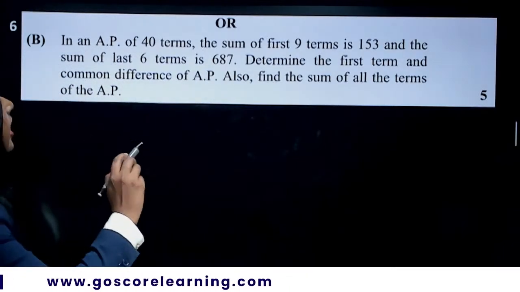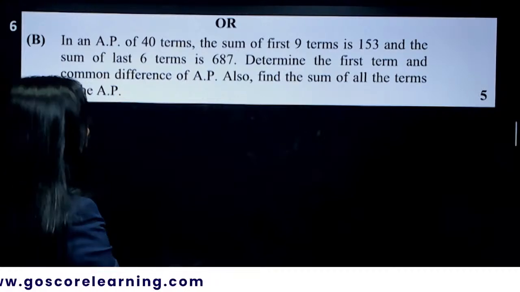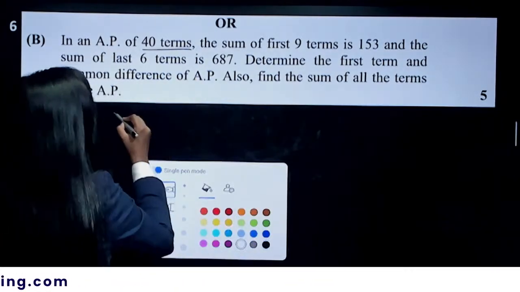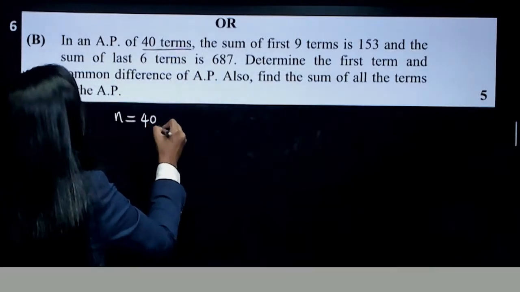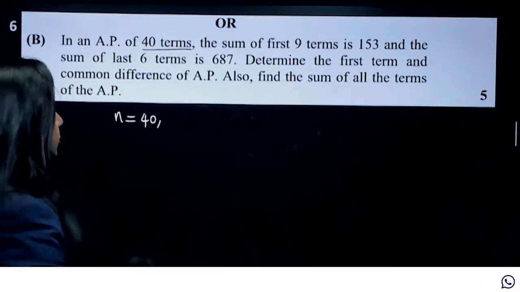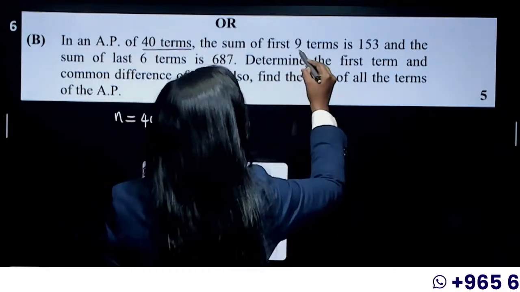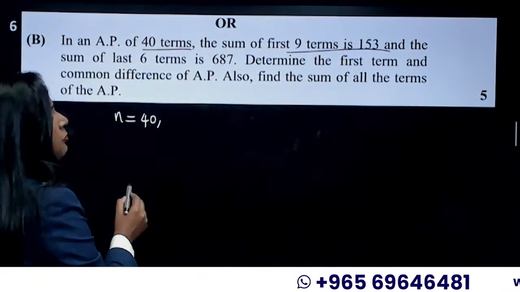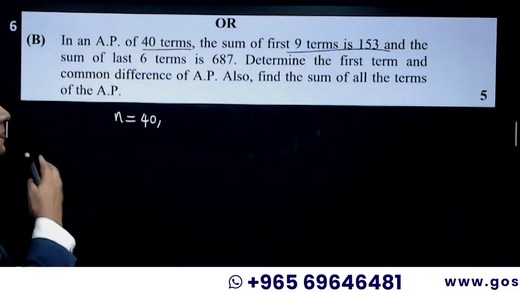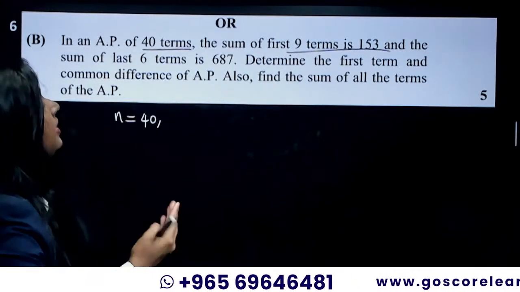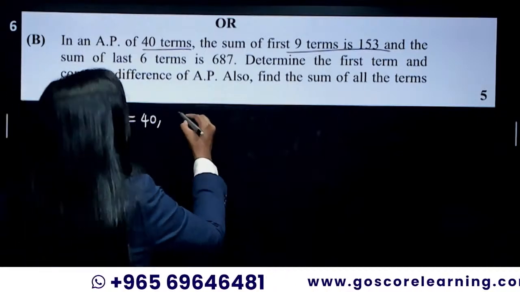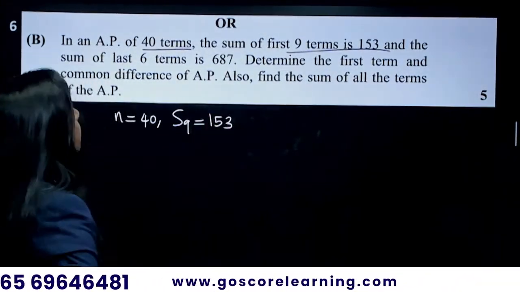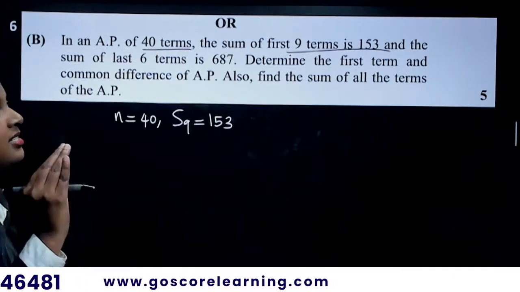In an AP of 40 terms, what is this 40? N is 40. Sum of first 9 terms is 153. So we know that sum of first n terms is Sn. So what will be the sum of first 9 terms? It is going to be S9. So S9 is equal to 153 and the sum of last 6 terms.